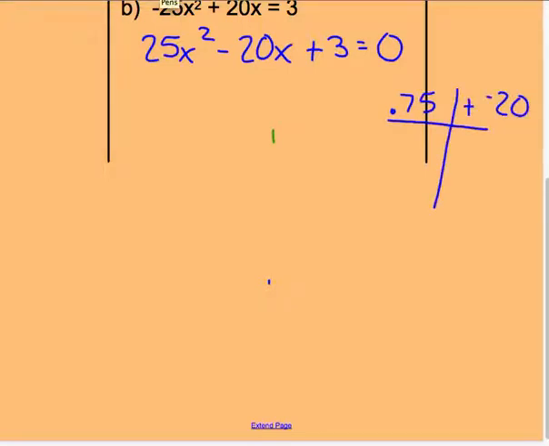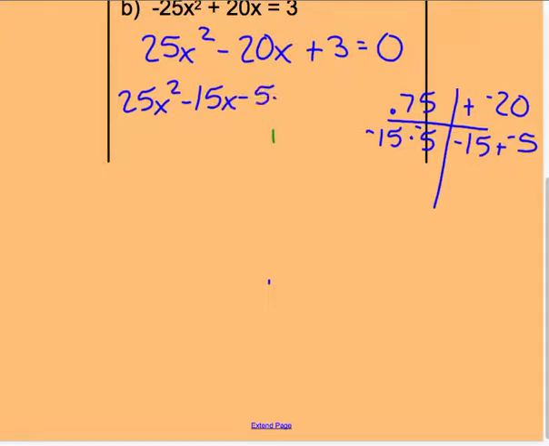Well, the obvious choice would be 25 times 3, but that's not going to give us a negative 20. So another option is 15 times 5. So we would need both of these to be negative in order to add to the negative 20 and multiply to a positive 75. So we factor by grouping when we're using the AC method, meaning we have a leading coefficient.